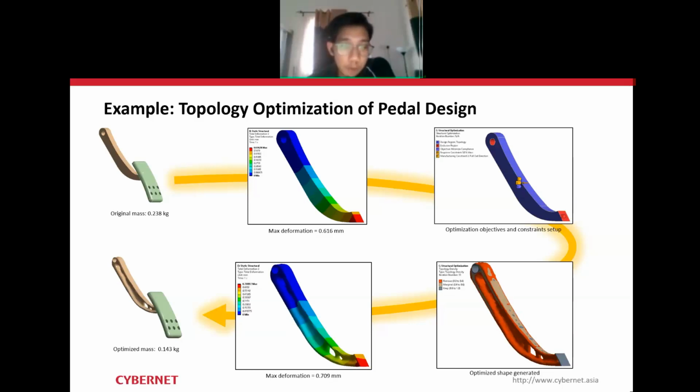Then after the optimization process is done, the new optimized shape can be verified using the same boundary conditions and loading as the original design. As for the results, the maximum deformation of the new design is about 0.7 millimeter compared to the original 0.616 millimeter. So although there is a small increase in the max deformation, the final mass of the optimized design is 143 grams, which is about 40% less than the original design.